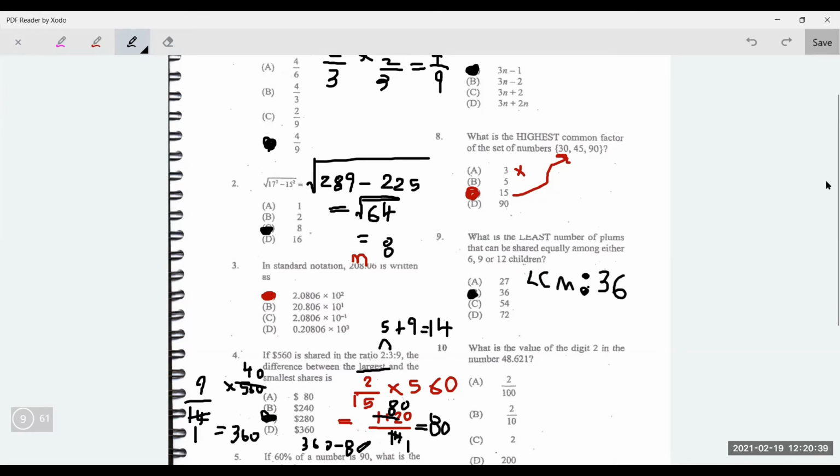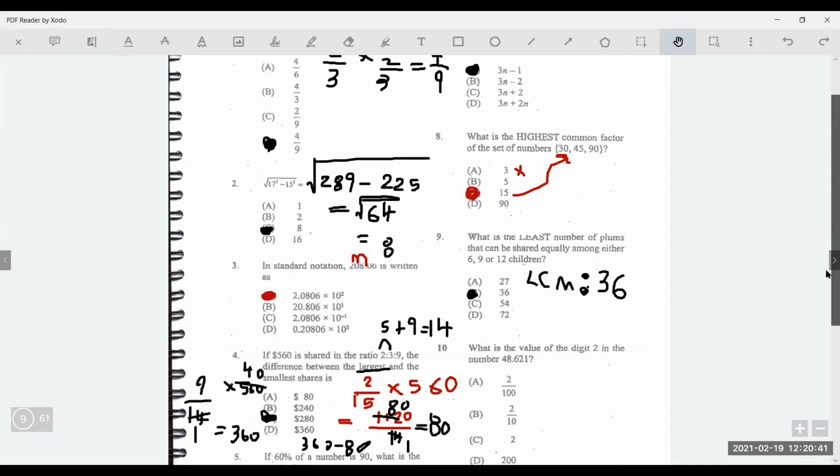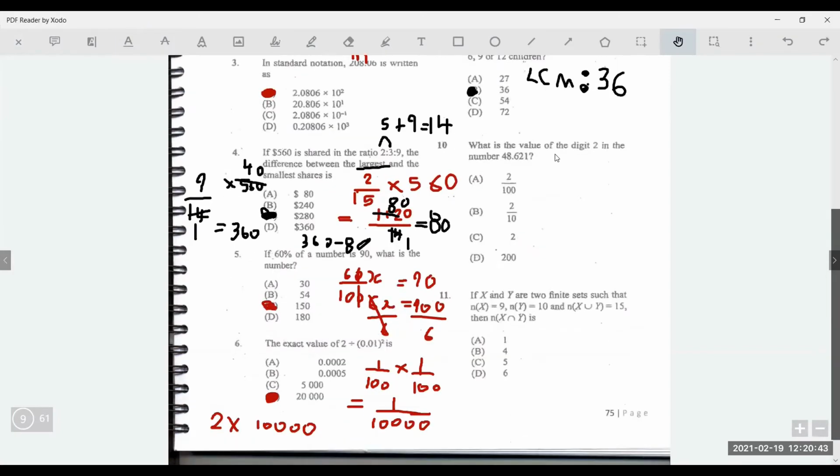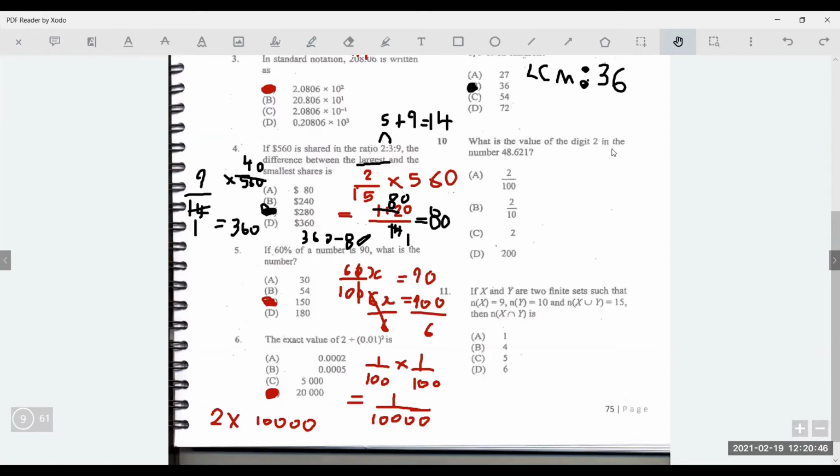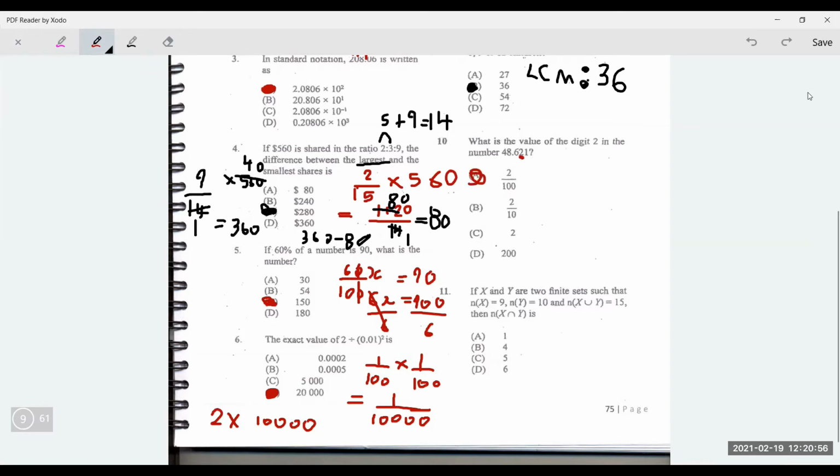Question 10 says, what is the value of the digit 2 in this number? We're given the number 48.621, and 2 is in the hundredths column, so it's 2 over 100. Too easy.